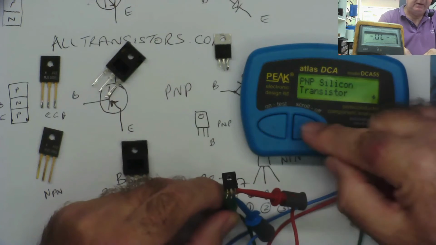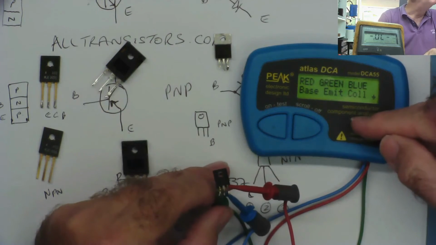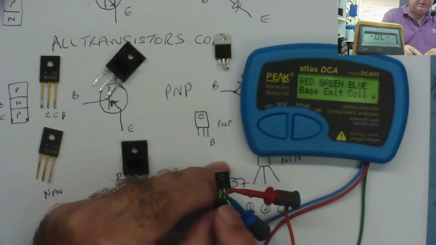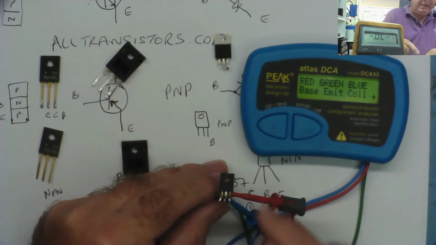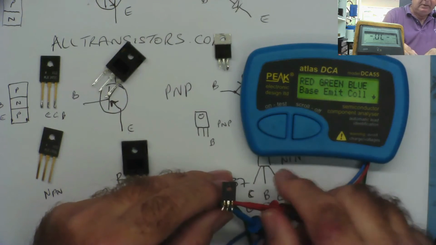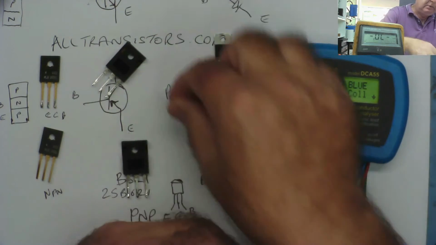PNP transistor, yeah, we figured that out. Red is the base, we figured that. Right, now this tells us the green is the emitter and the blue is the collector, which kind of makes sense. I said on a power transistor, normally the middle pin is the collector, yeah? So we now know about our mystery transistor.